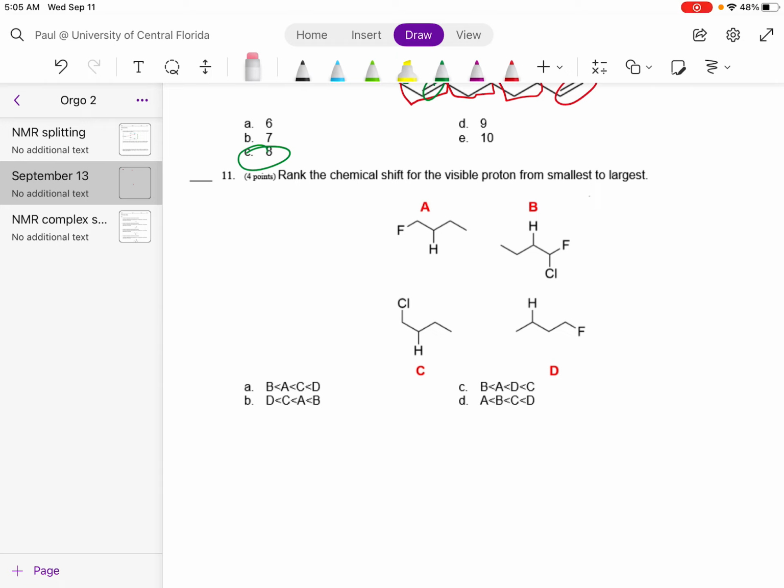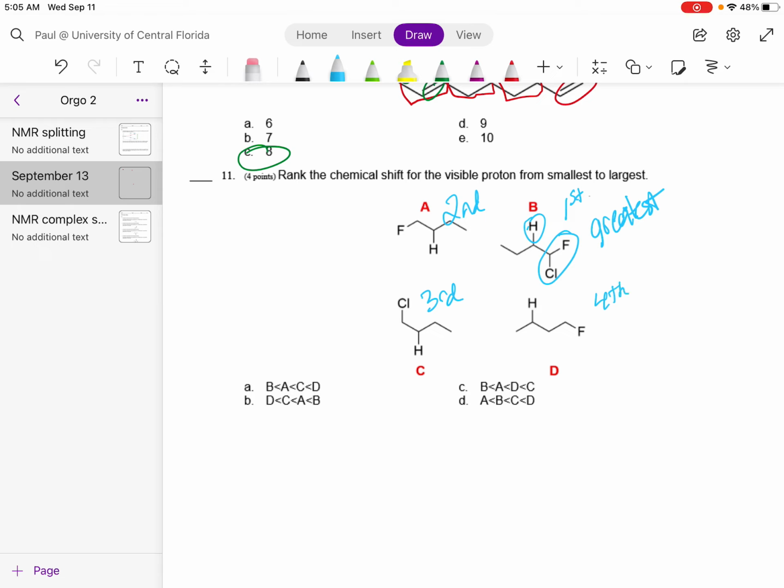Well, when you look at molecule B, that proton is adjacent to some very electronegative atoms, right? So that's going to de-shield it. That proton right there is going to be the most de-shielded. So that has to have the greatest chemical shift. And then the next one would be A. So we'll go by numbers. That's the greatest. That's the second. And then that would be third. And then that would be the fourth.